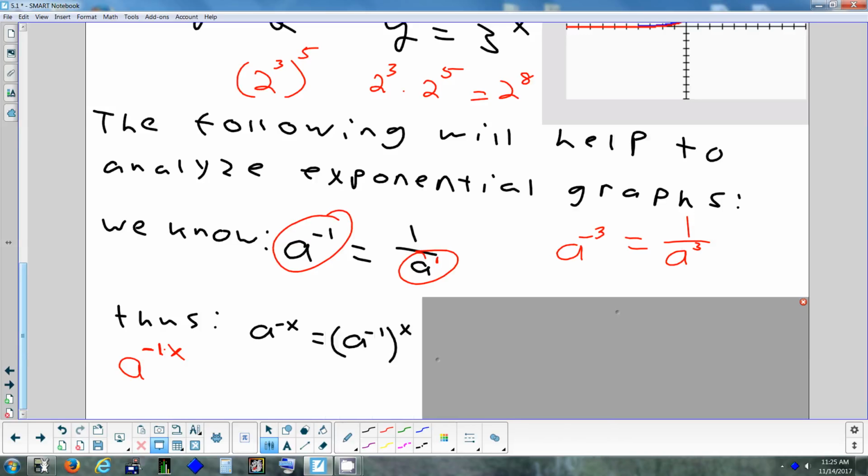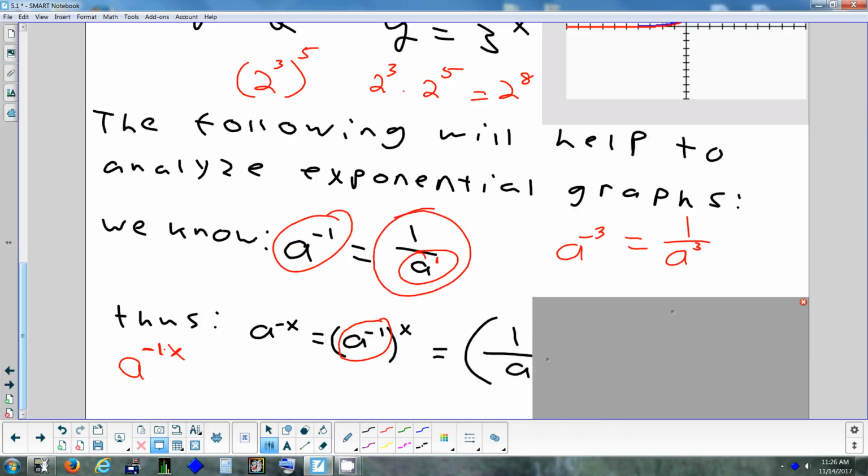A to the negative x is really a to the negative 1 times x. Why would you do negative 1 times x? Because it's a power to a power. Negative 1 to the x means negative 1 times x. And now this part right here, we just simplified. So a to the negative 1, you can rewrite as 1 over a.